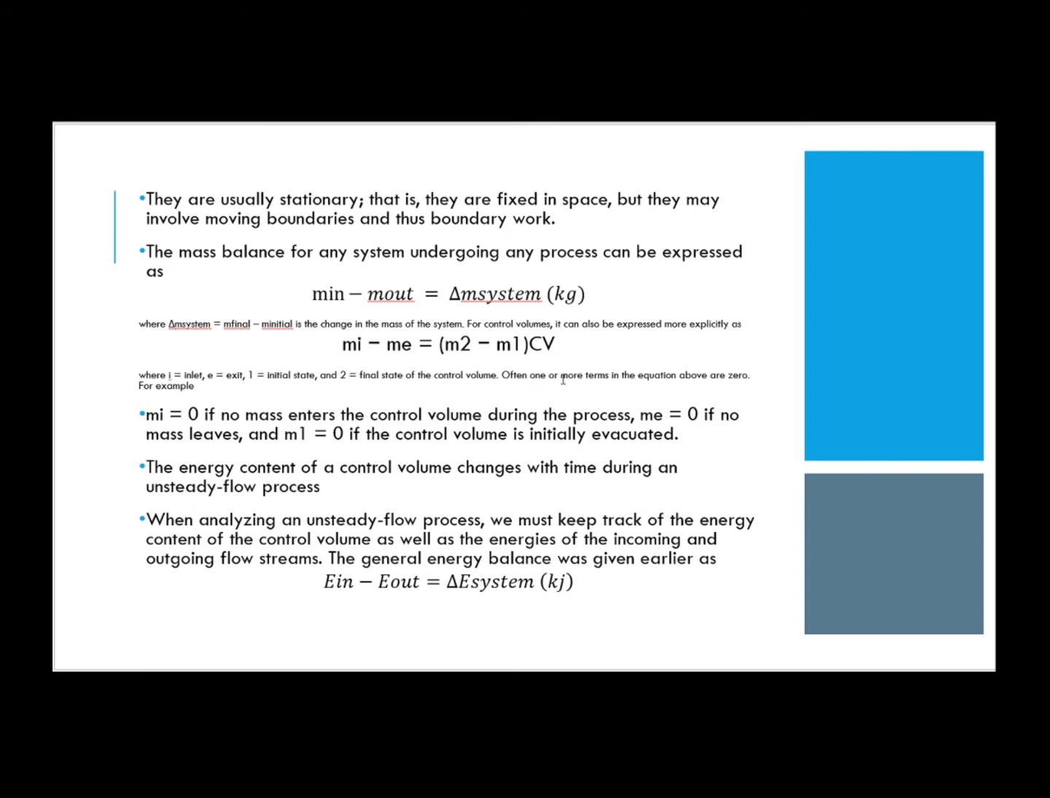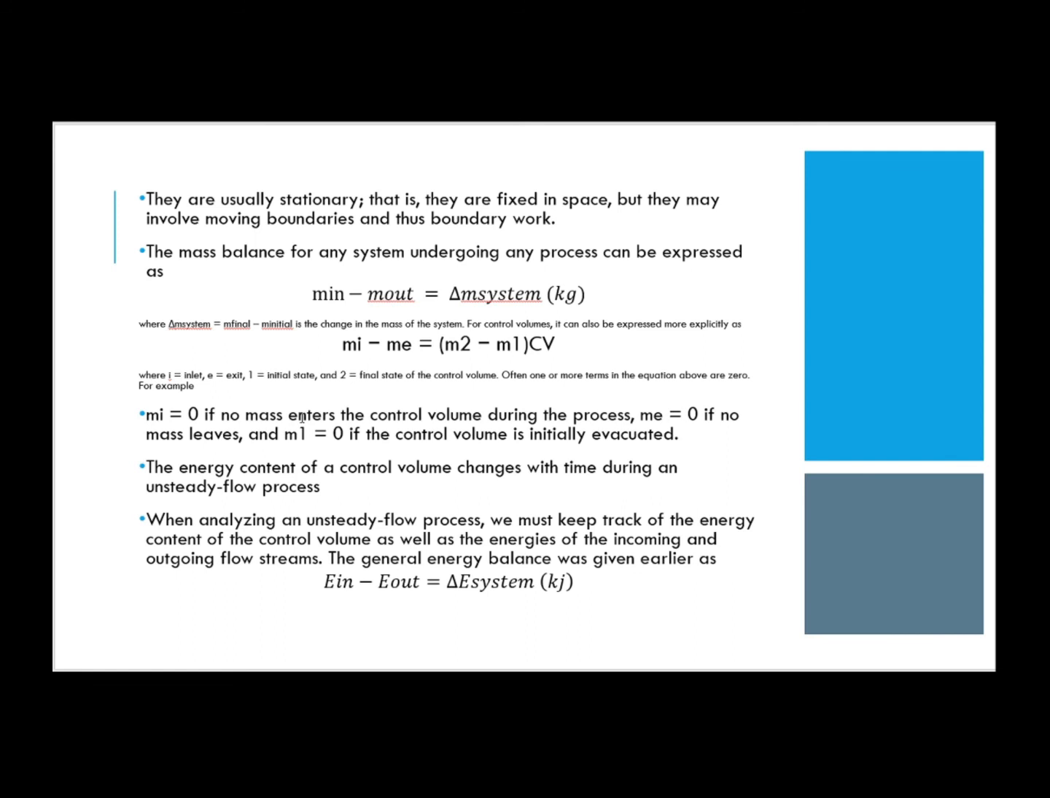Often one or more terms in the equation above are zero. For example, mi, which is m inlet, equals 0 if no mass enters the control volume during the process, me is 0 if no mass leaves, and m1 is 0 if the control volume is initially evacuated.